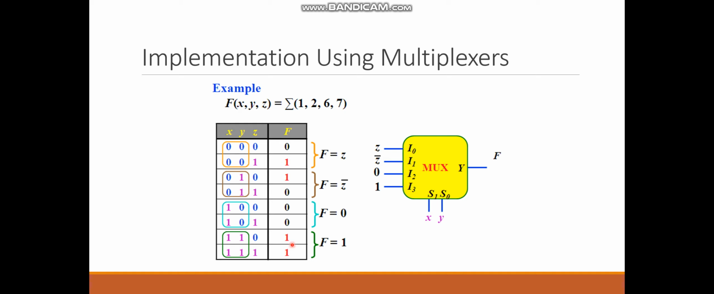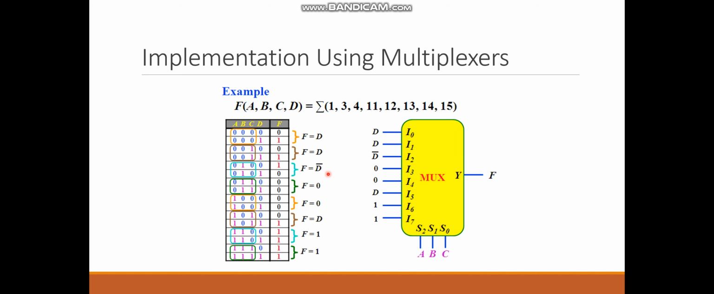It's always 1. So in those cases, when I0 goes to the output, when they are 0, 0, the input must be connected to Z. And I1 must be connected to Z complement. I2 must be directly connected to 0. I3 must be directly connected to 1.